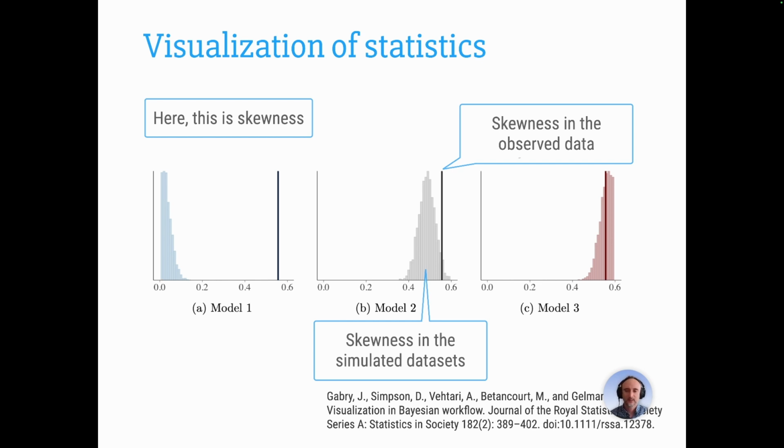So in model 1, there's much more skewness in the observed data compared to the simulated data. Model 2 is starting to overlap, but it's a fairly unlikely value because it's towards the edge of the histogram. And model 3, the observed skewness is right in the middle of the simulated skewness distribution.